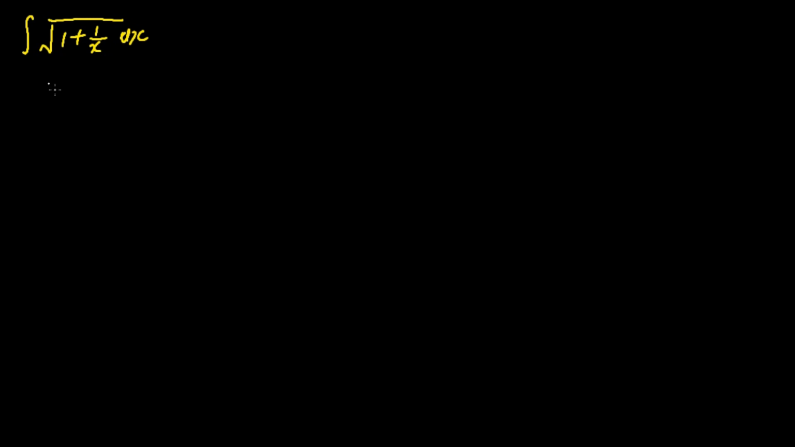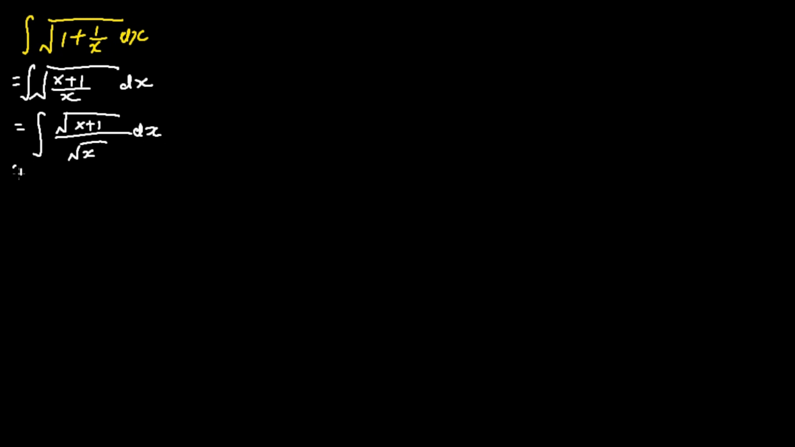The first step we're going to do is combine into one fraction. We get the following: the integral of square root of x plus 1 over x dx. And then I split the setup into the following. We have numerator square root of x plus 1, and then our denominator will be square root of x dx. After which we'll apply the technique called integration by substitution.